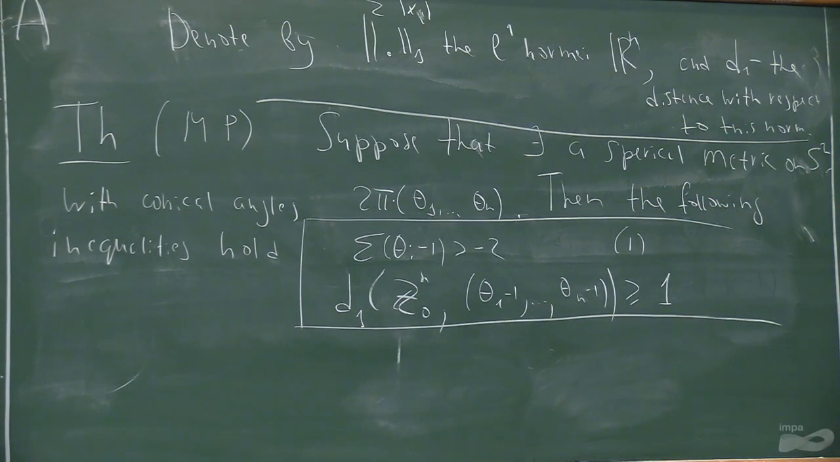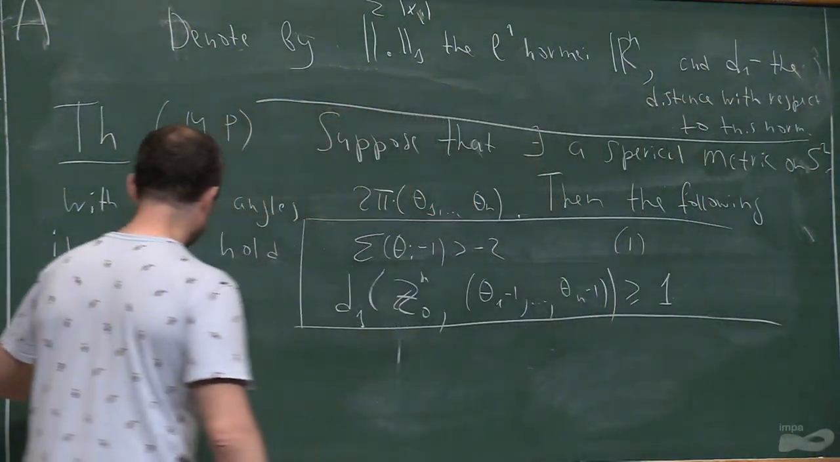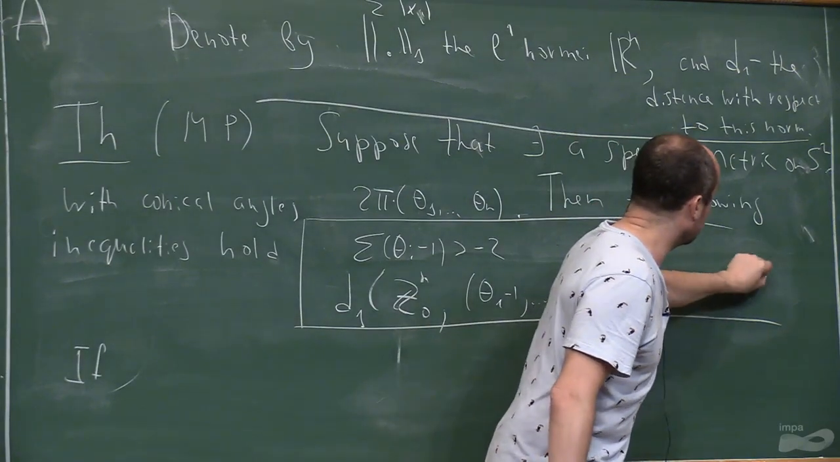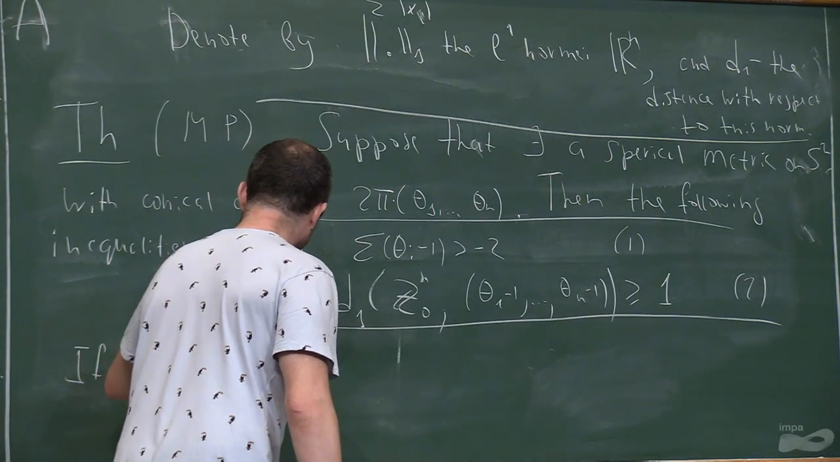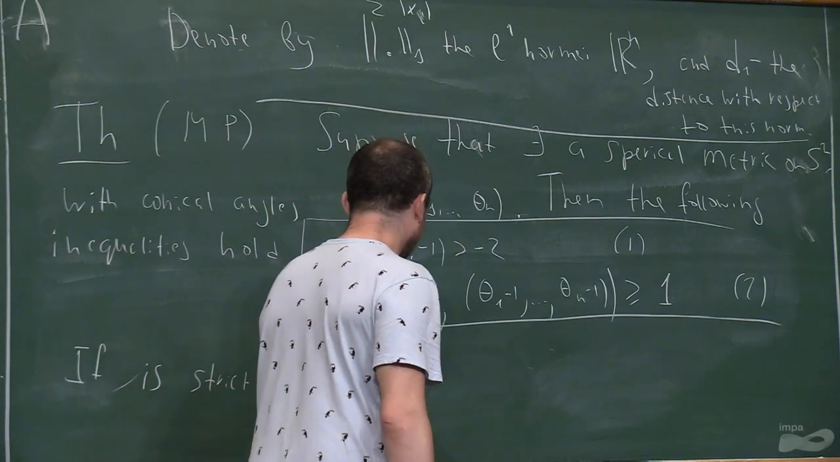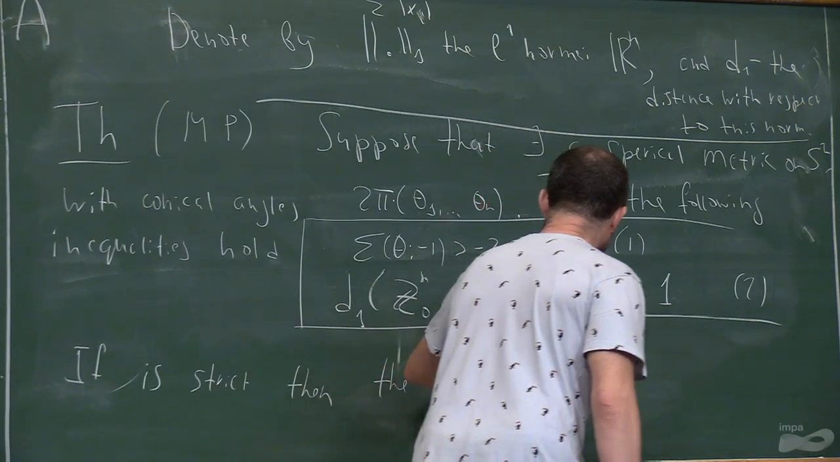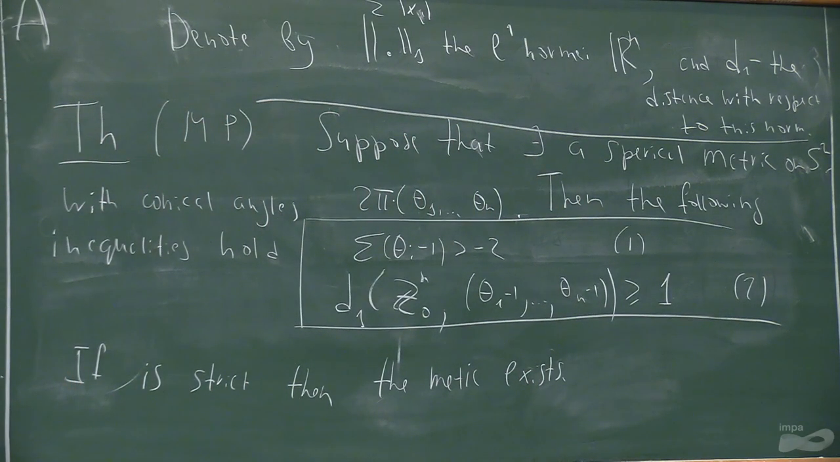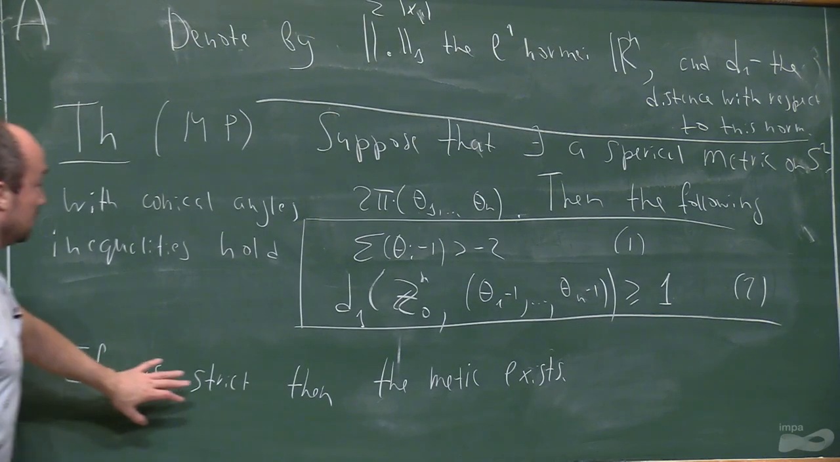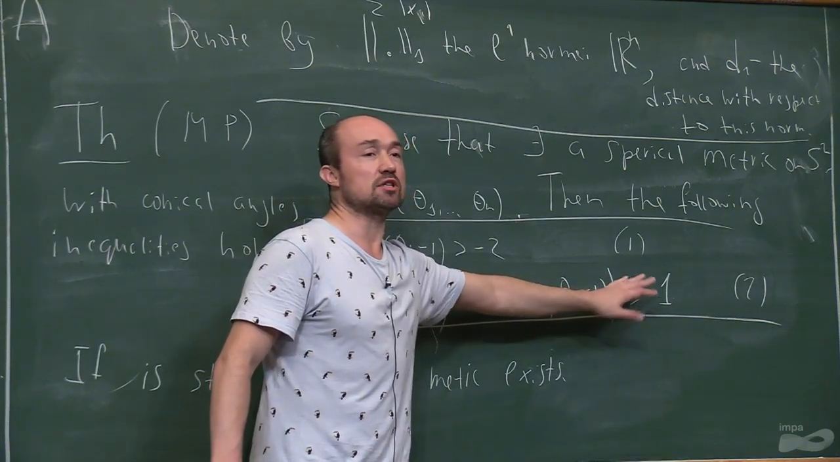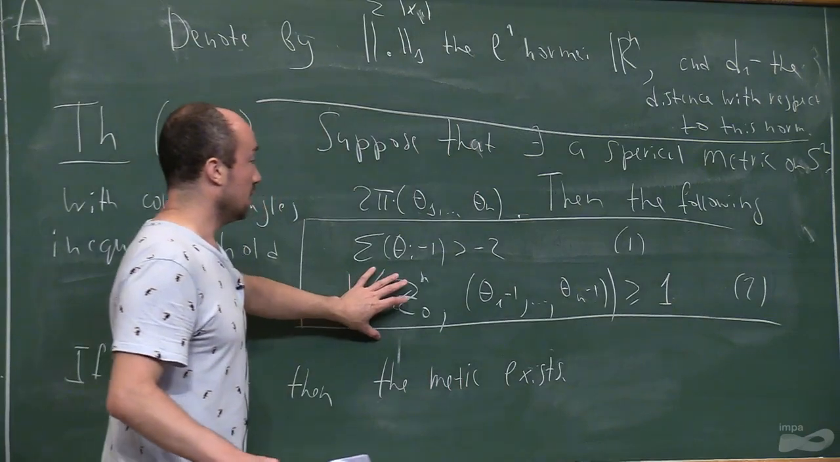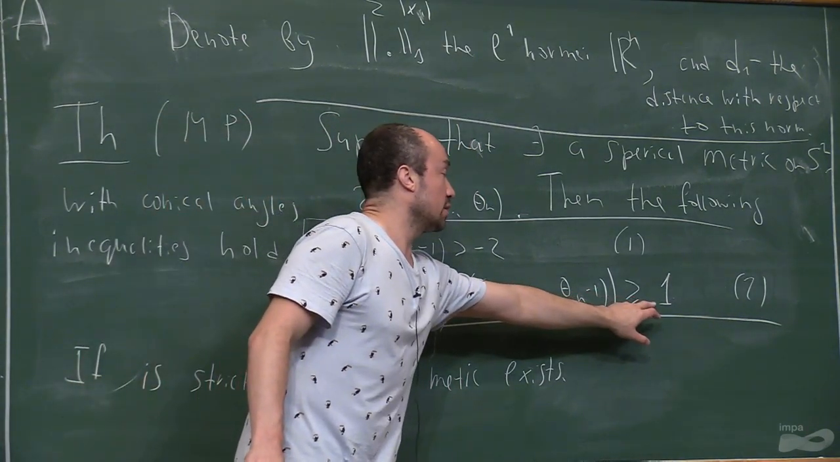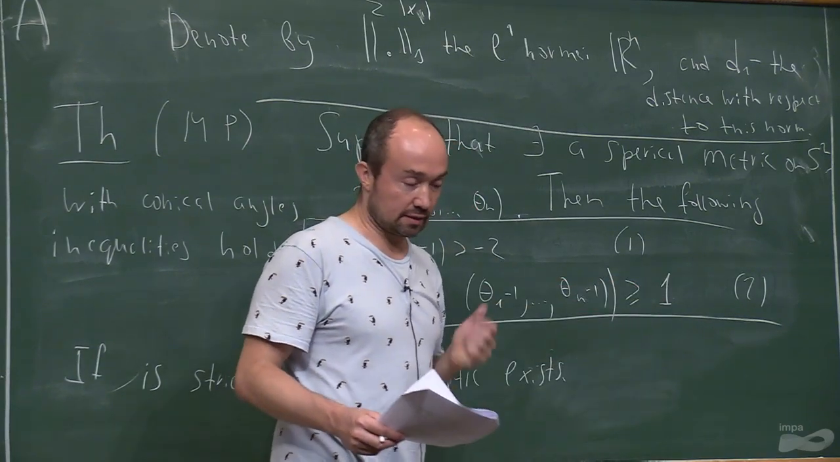And these are necessary inequalities. But they are also almost sufficient. So if the second inequality is strict, then the metric exists. The case of a strict inequality was analyzed by Eremenko. So Eremenko understood completely when the metric exists when you have just equality, one, here.